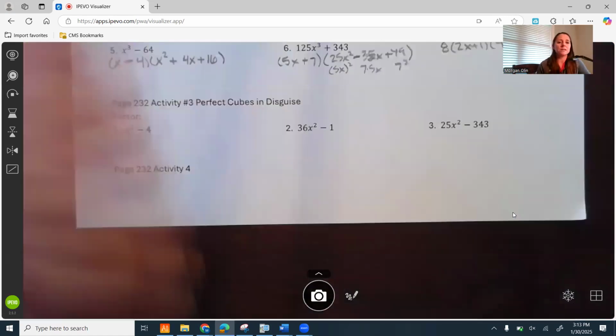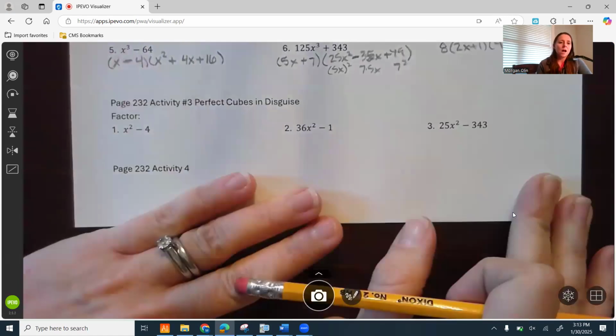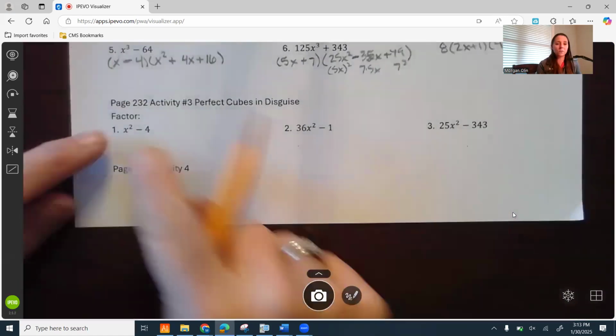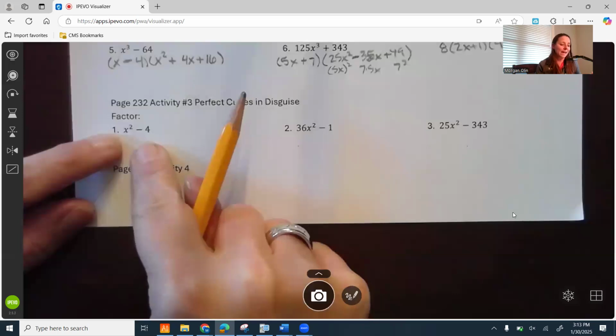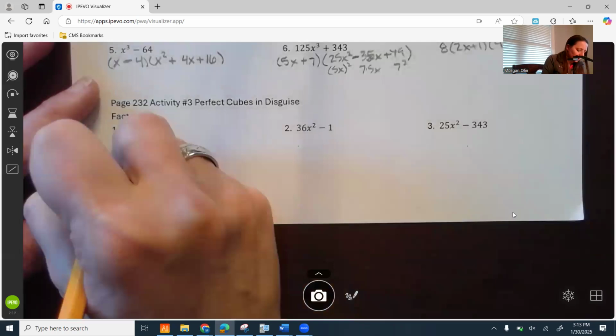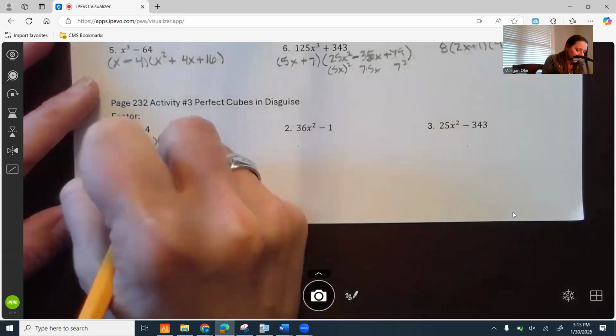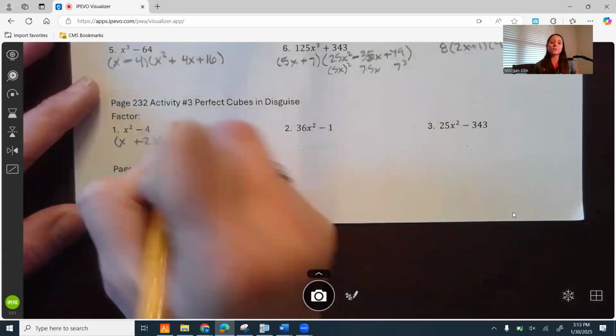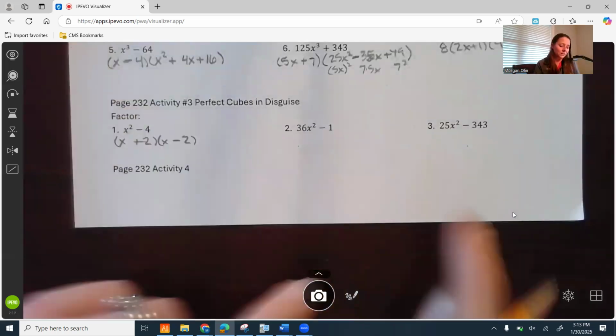I also have these right here, down here. So let's finish off with these three problems. x squared minus 4, that's a perfect square. We actually did it in the warm-up. So remember, square root of x squared is x. Square root of 4 is 2. One's a plus, one's a minus. So that's a perfect square.